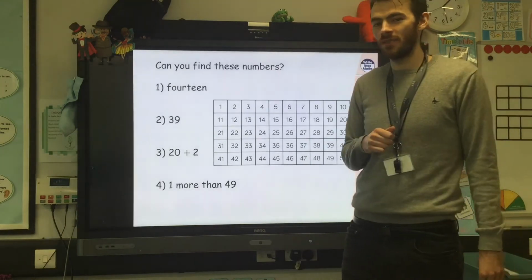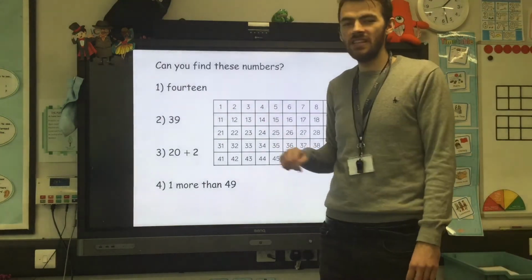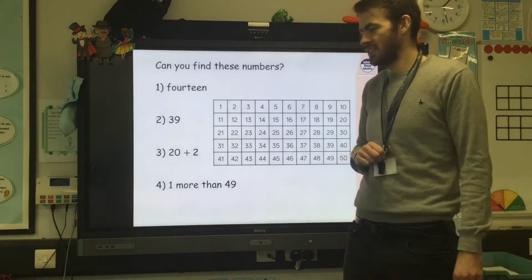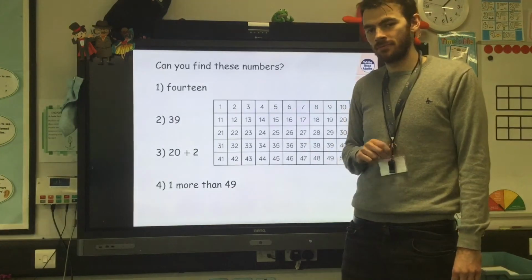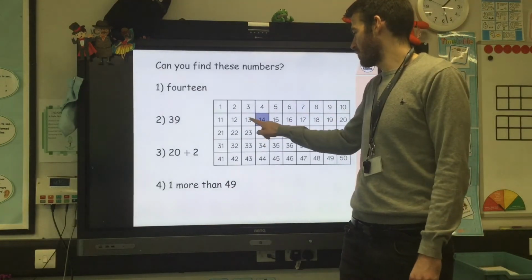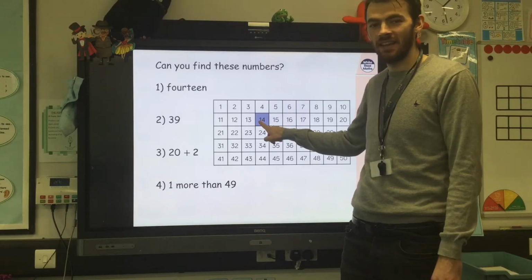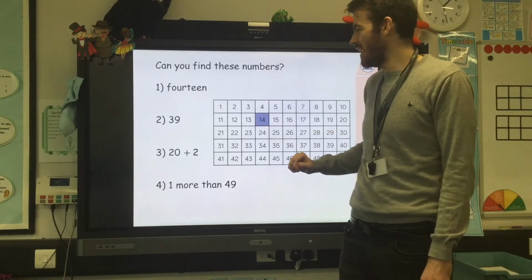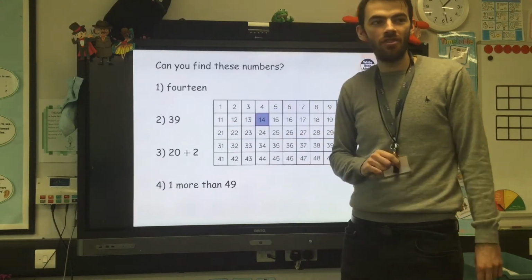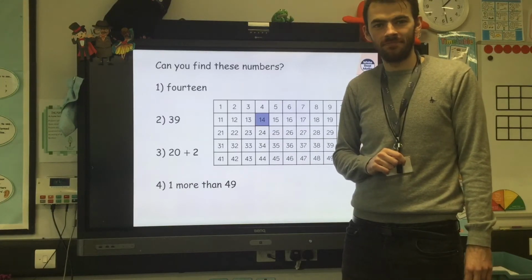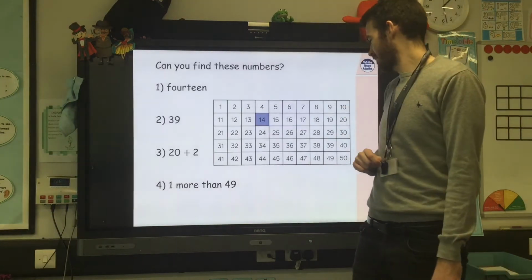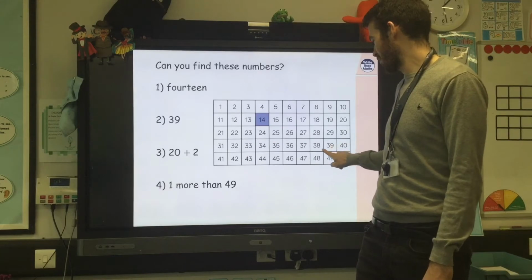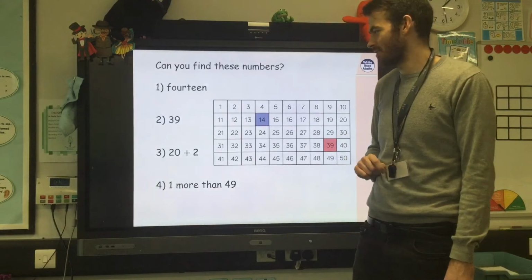So let's start off with the first one. 14. Can you point to the number 14? Excellent. Number 14 is here. 1 ten and 4 ones. Next, can you find the number 39? Fantastic. It's here, 3 tens and 9 ones.